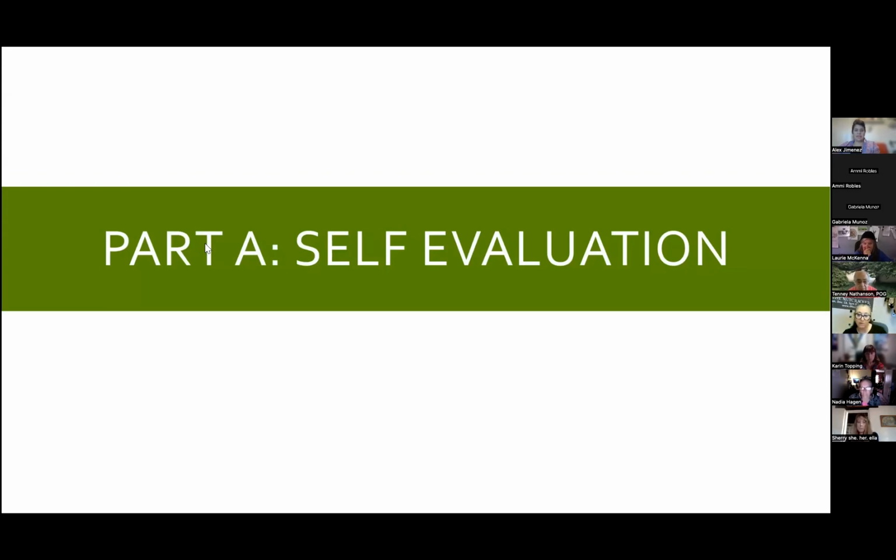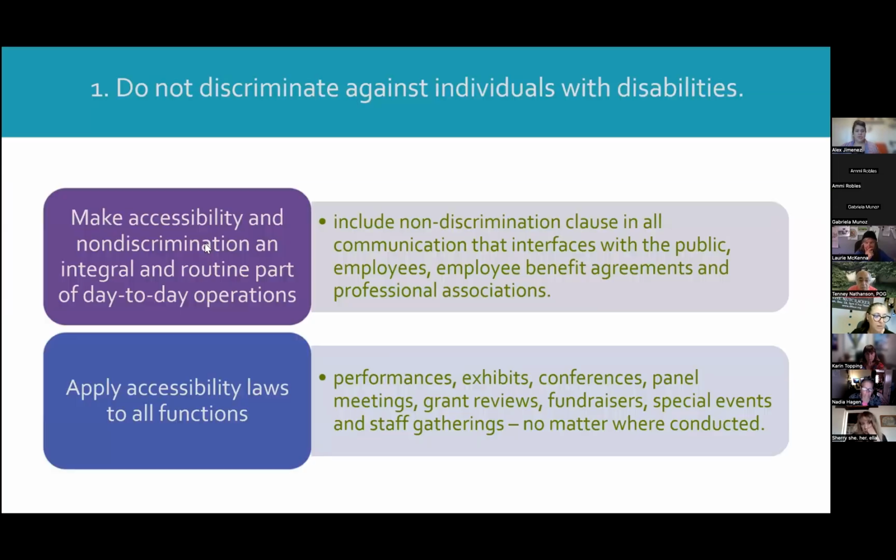So part A, self-evaluation. This is a subsection of section 2. So going back to those key requirements, do not discriminate against individuals with disabilities. You do this by making accessibility and non-discrimination an integral and routine part of day-to-day operations. And to do that, you include non-discrimination clauses in all communication that interfaces with the public, employees, employee benefit agreements, and professional associations. The best practice is to apply accessibility laws to all functions: performances, exhibits, conferences, panel meetings, grant reviews, fundraisers, special events, and staff gatherings, no matter where conducted. So even if you're renting a room at a rec center.